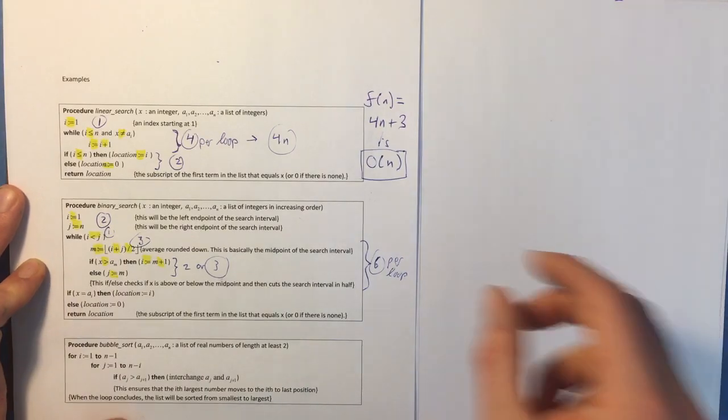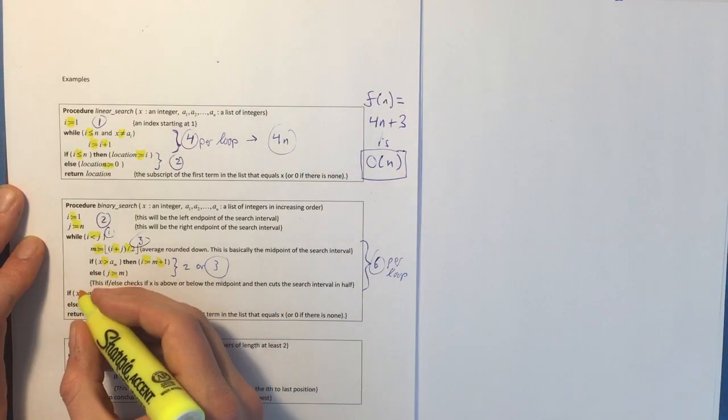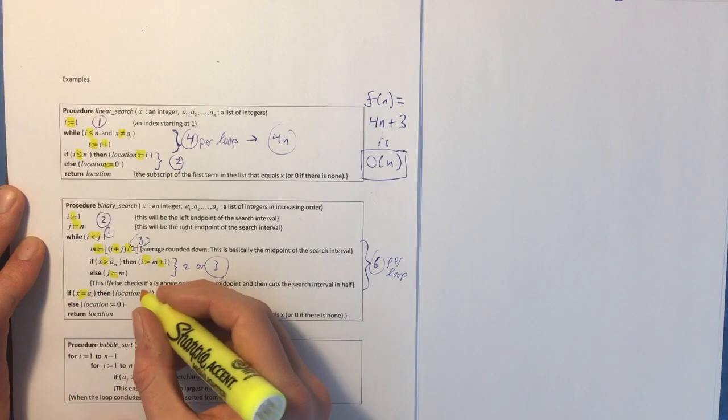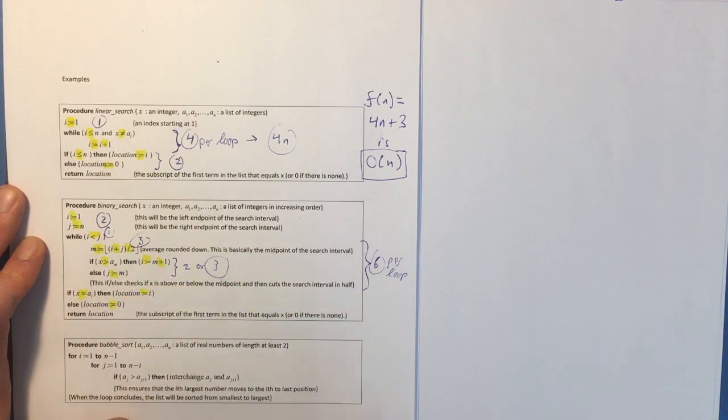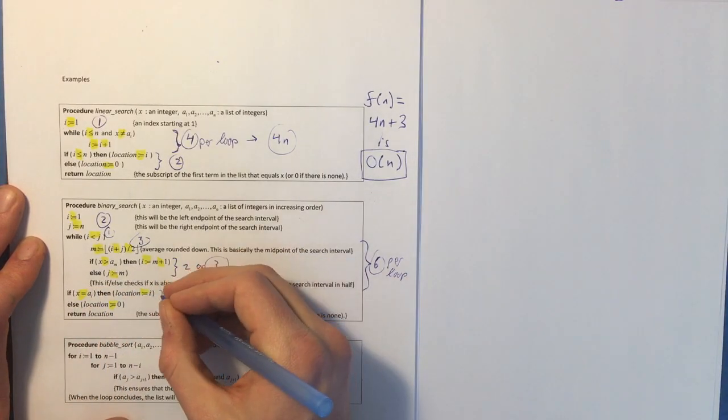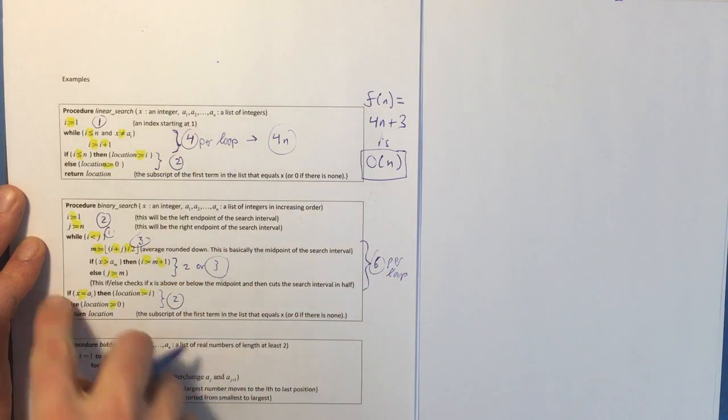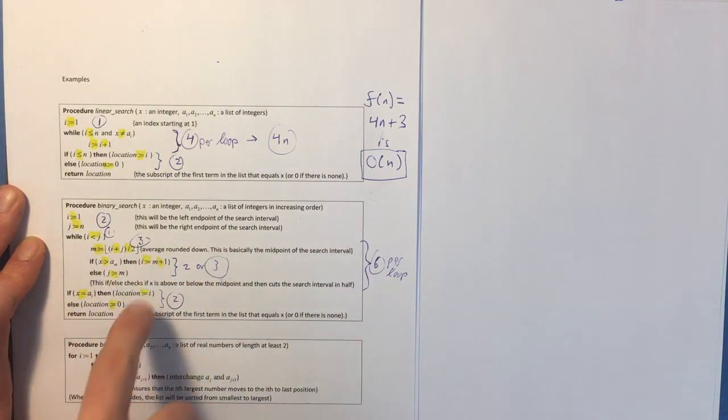Okay, and then at the end, we're going to have another if-else. So we check this equality, and then either we're going to assign this or we're going to assign this. So that is going to be 2 operations, okay? We're not exactly sure which path we're going to take, but it's going to be 2 either way. And then we have a return.